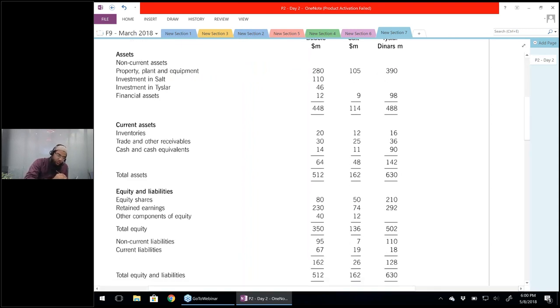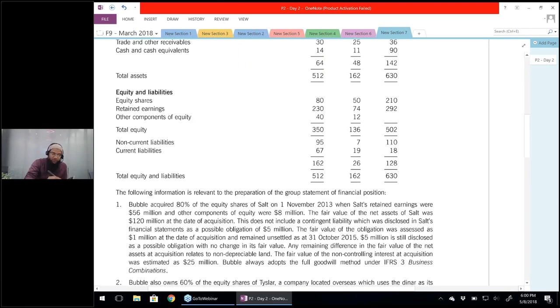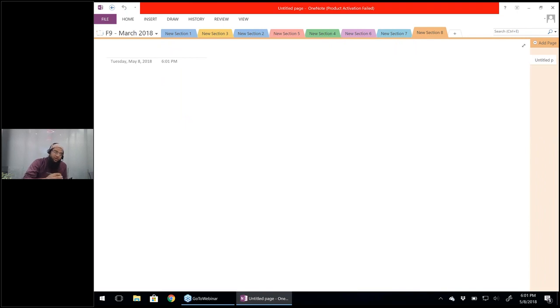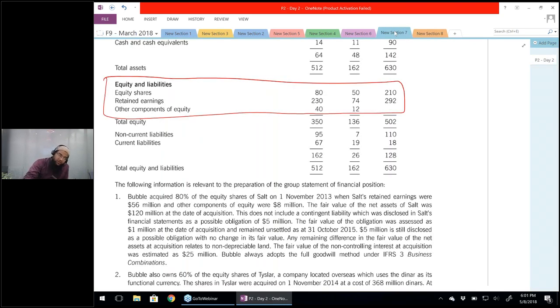Looking at the balance sheet, we actually start from this area. This is the area from where we are going to start our answer. I will be using a new sheet to write down the calculation. So we will be starting from working number one. Working number one is basically net assets: the net assets at acquisition, net assets at balance sheet date, and we have equity shares, retained earnings, and other components of equity. So the share capital, retained earnings, and OCE is 50, 74, and 12.